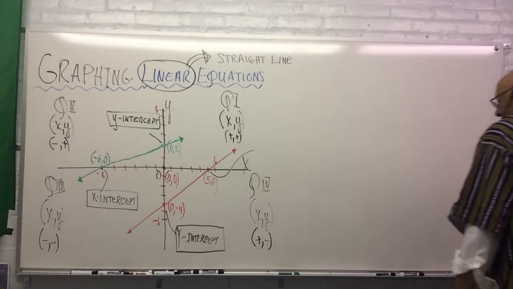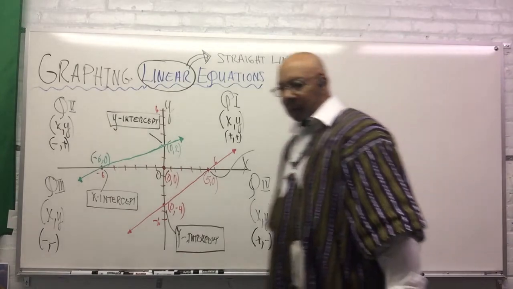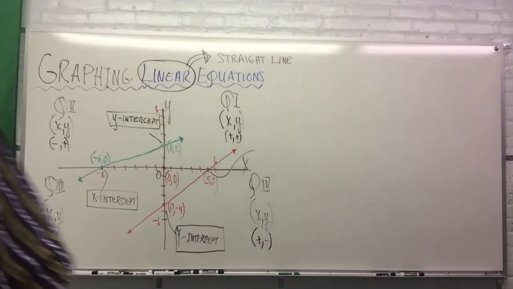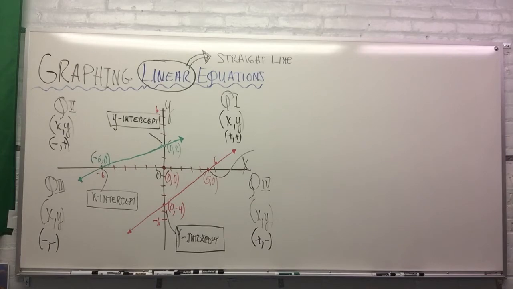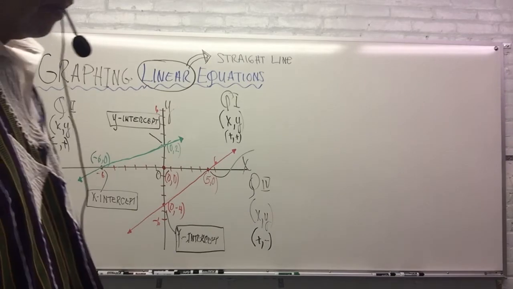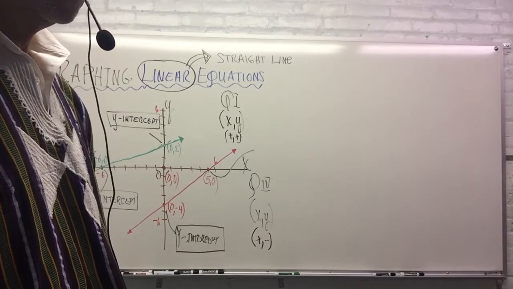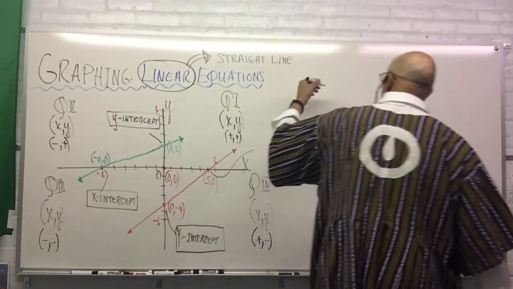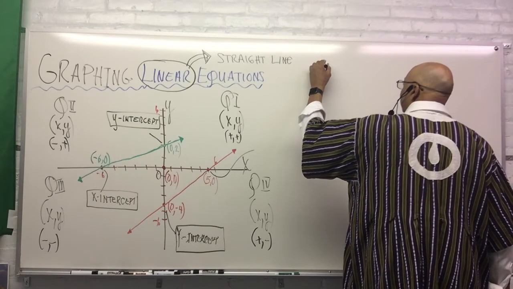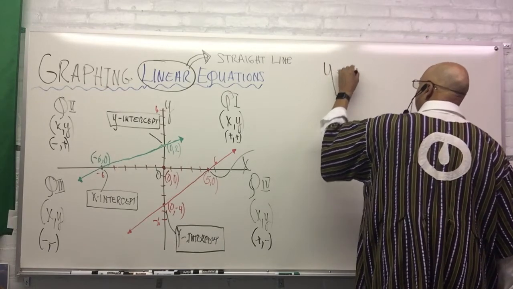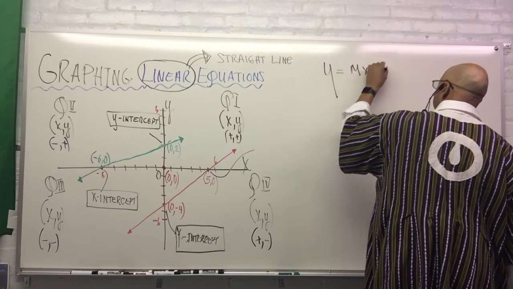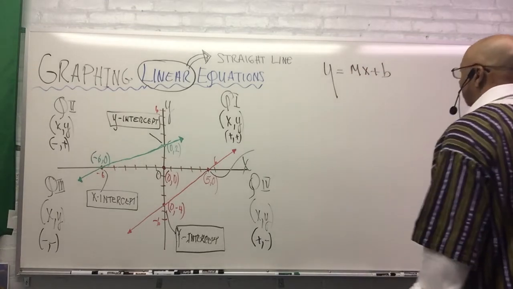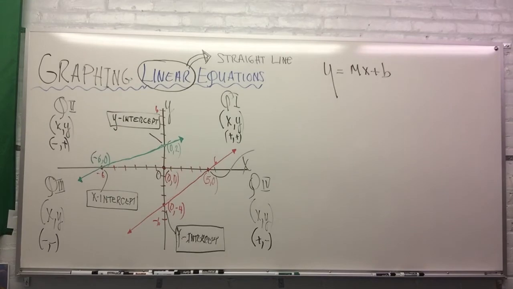Now, many of you have nicknames. And everybody knows that the nickname describes you, even if they don't know what your real name is. So, we have a nickname for linear equations too. Linear equations look like this. When we see it, y equals mx plus b. That's a nickname for a linear equation. It's just written like that.